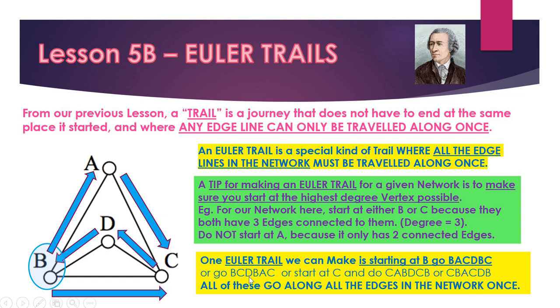Now, there are other ones you can do as well. You could go B, C, D, B, A, C, or you can start at C, and you could go C, A, B, D, C, B, or C, B, A, C, D, B. So you can trace those out and try it. As usual, there are often several different answers to these questions, and that's okay, as long as we go along all of those edge lines and we only go along them once, we have done an Euler trail.